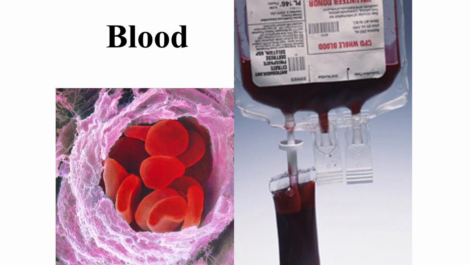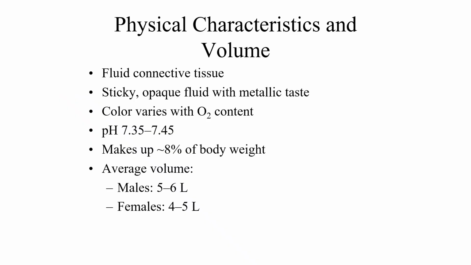All right, so let's talk about blood. Blood is a fluid connective tissue. When we look at the texture, it is sticky. When we look at its color, it is slightly opaque with a metallic taste. The color is going to vary with the concentration of oxygen that is present within it. The pH of blood is maintained within very tight parameters, so you're going to expect blood to have a pH of anywhere between 7.35 and 7.45.